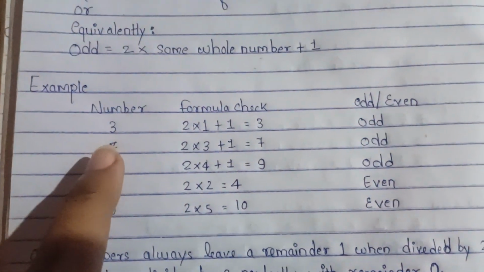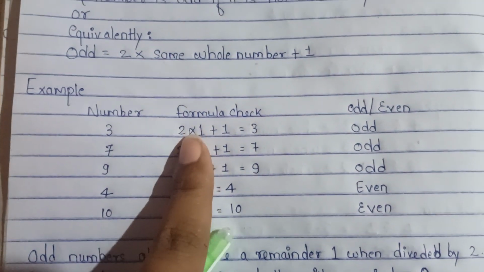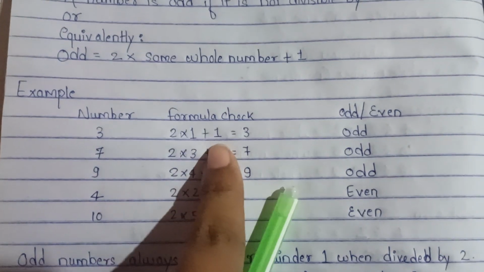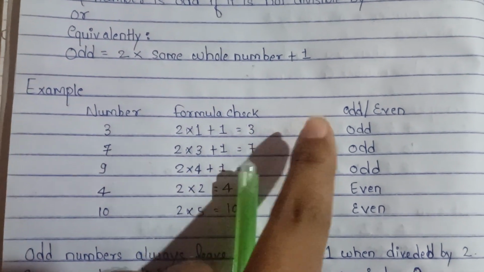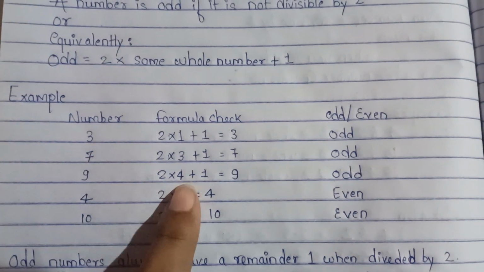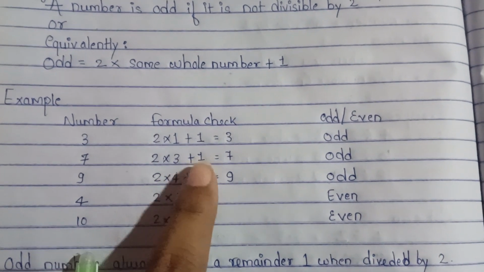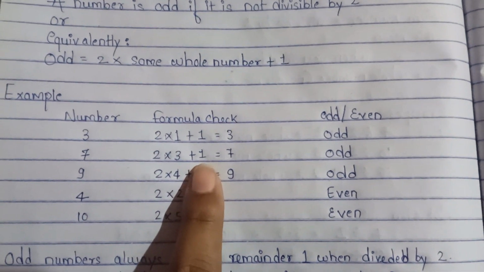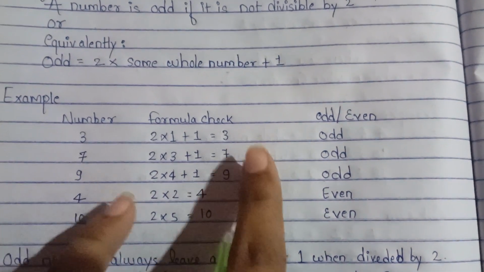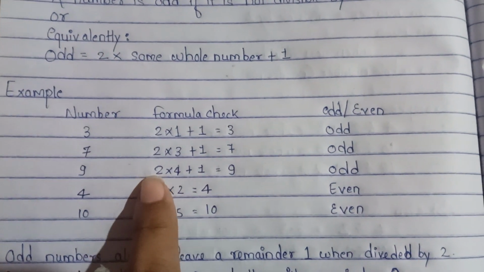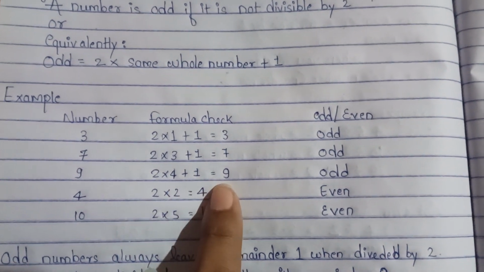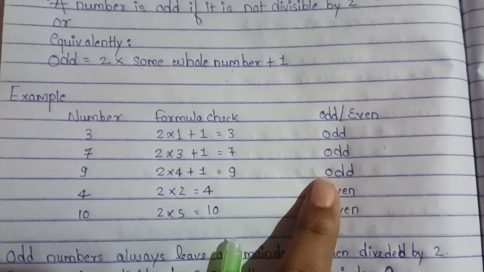Here's the example. 3: 2 multiplied by 1 is 2, and 2 plus 1 is 3, and 3 is an odd number. 7: 2 multiplied by 3 is 6, plus 1 is 7, odd. Same for 9: 2 multiplied by 4 is 8, plus 1 is 9, so odd.